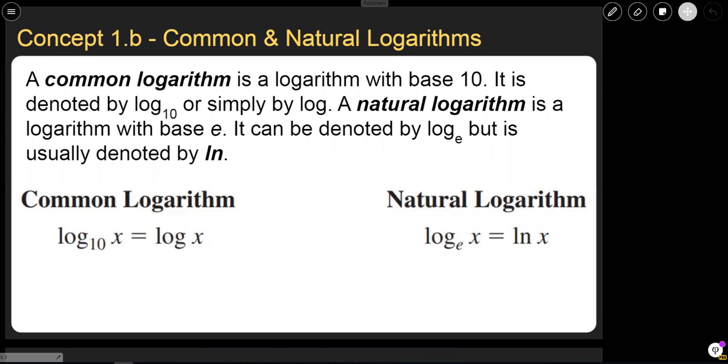So a common logarithm is when we have a logarithm that is specifically base 10. And we denote it as log base 10, like this, or simply by just the word log. We call it a common logarithm because it's used to measure things that we've assigned value to, I guess I should say.